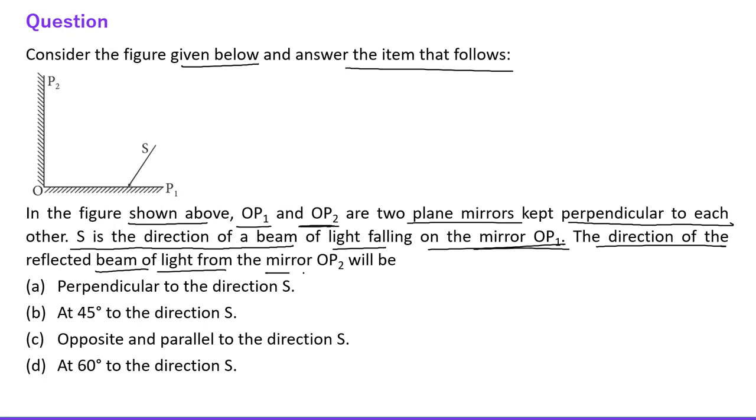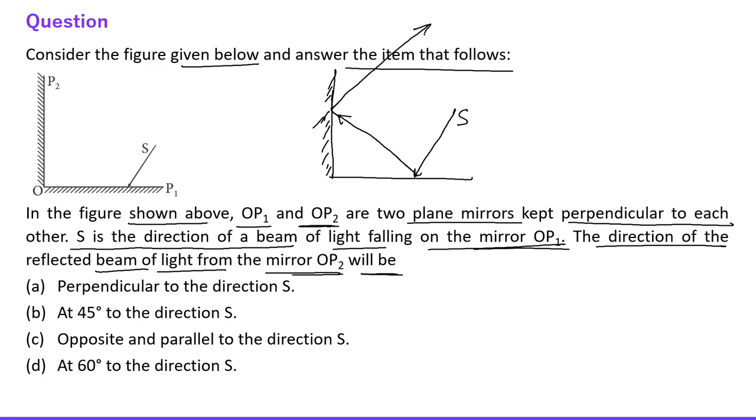See, everyone, this is actually a simple question if you have the idea of plane mirrors. There are two plane mirrors kept perpendicular to each other. If the ray of light is coming to it, then obviously it will be reflected like this. Now if this reflection is going to this mirror, then obviously again the reflection will be like this.